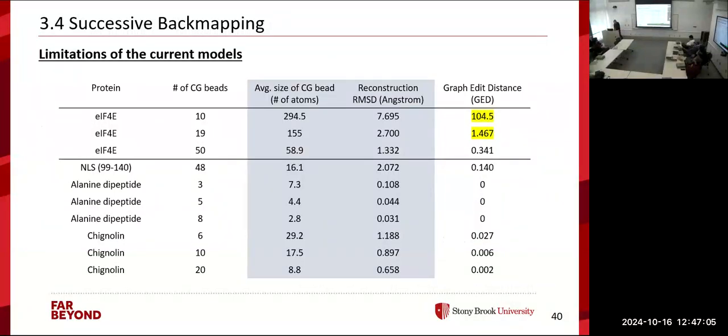Maybe we can. First of all, here we show how the model has been tested only on these CG bead sizes up to 30, and the values don't go beyond 2, pretty much. But if we test it on larger CG bead sizes, the reconstruction RMSD becomes larger and larger.